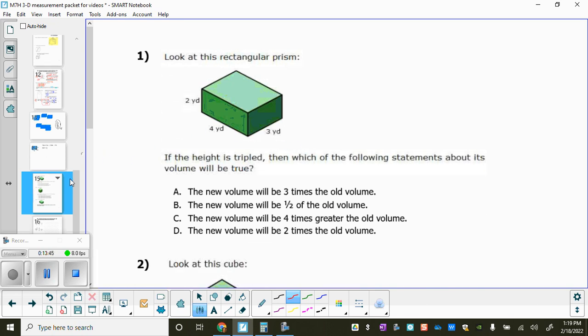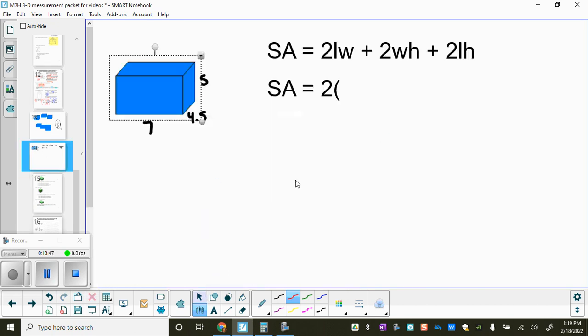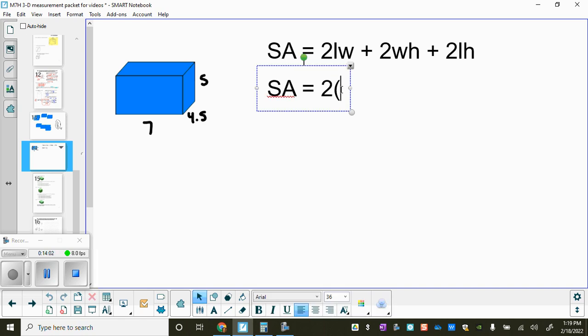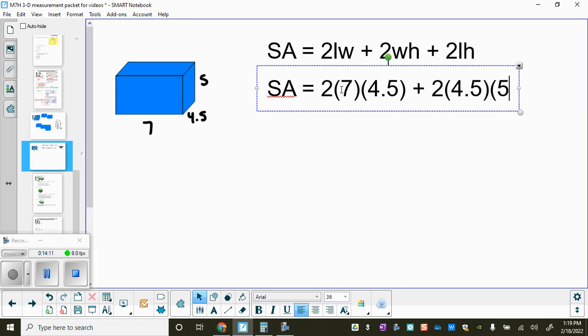But before you do that, I want to talk briefly about surface area, only because surface area wasn't addressed in the notes. And I just want to talk about what happens if we change one of the dimensions for surface area. Unfortunately, there is no shortcut to this. My surface area of this is supposed to be 2 times my 7 times 4.5. And then I've got 2 times my width and height, so 4.5 times 5.